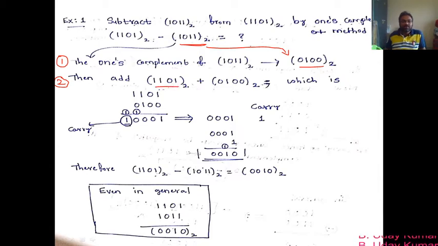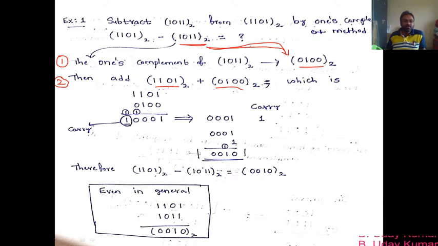So 1101 to the base 2 is added with the 1's complement of 1011, which actually you have to subtract. So if you add it, what do you get? That we try to find here. You know simple addition, right? How do you add two numbers? You know the simple rules of adding a binary number.